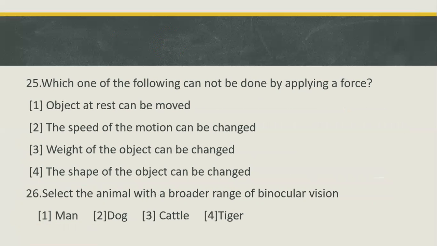Which one of the following cannot be done by applying a force? Object at rest can be moved. The speed of the motion can be changed. Weight of the object can be changed. The shape of the object can be changed. Object at rest can be moved. Yes, you can do this when you are moving a book towards you.